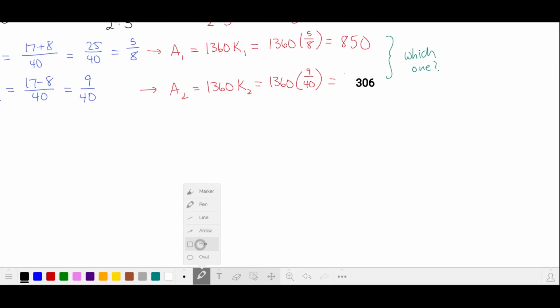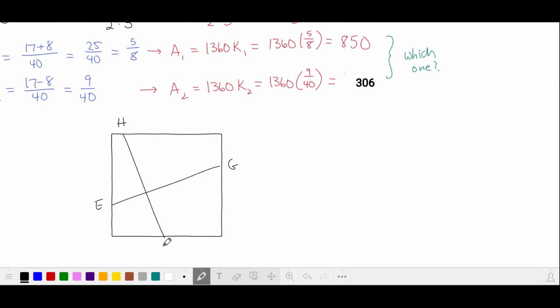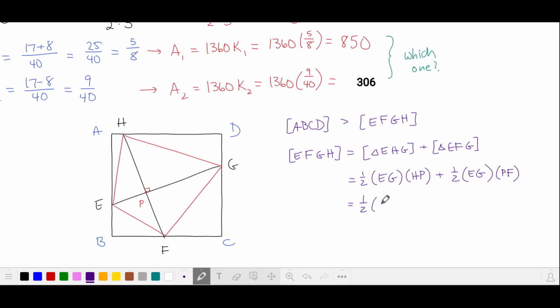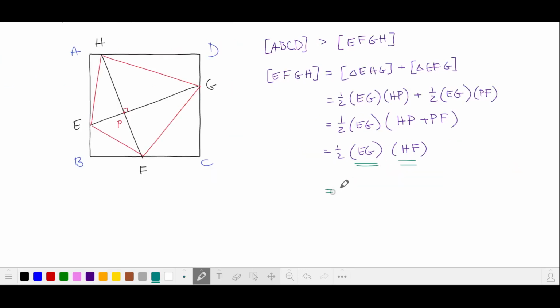So let's redraw our square. If we redraw these segments, EG and HF, we can join these endpoints to create a quadrilateral with diagonals that meet at 90 degrees. Since our square is bigger than this quadrilateral, maybe by finding its area, we can figure out which of these is the true area of the square. We can do that by dividing this quadrilateral into two triangles, EHG on top and EFG underneath. They both share a base, EG, so we can factor out 1/2 and EG. HP and PF form our other segment, HF. Both of these lengths, again from the problem statement, are 34, so the area of EFGH is 578.